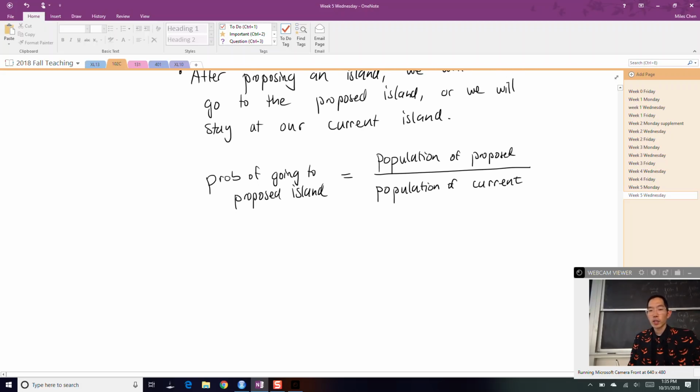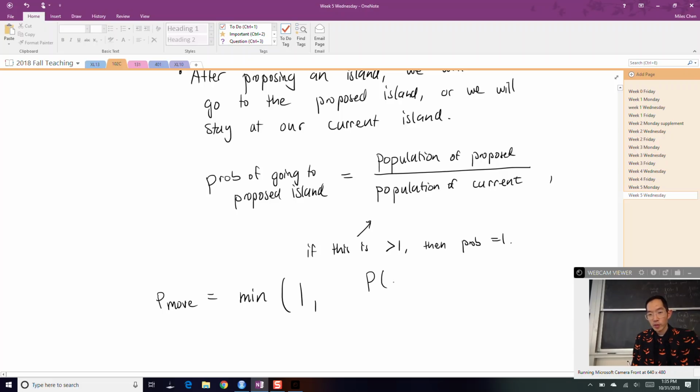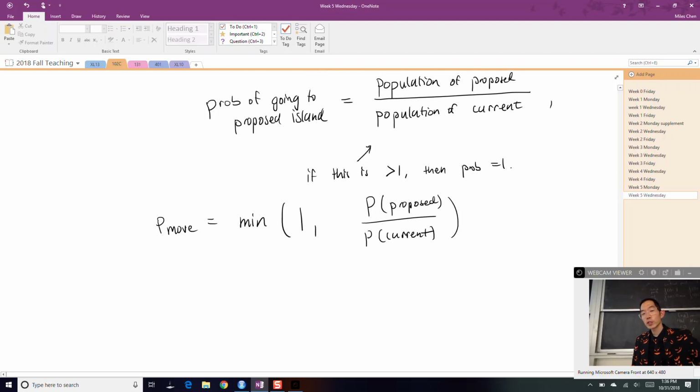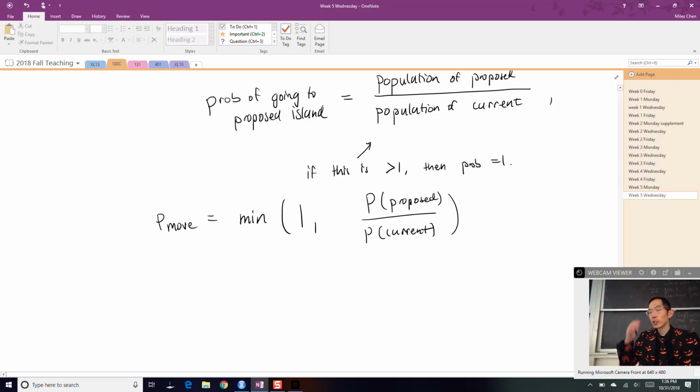Okay. If this value is greater than 1, then obviously the probability will just be 1. So we might say the probability of moving is going to be equal to the minimum of 1 and the population of the proposed divided by population of current. Okay? So this will be the probability of whether you move or not. So you figure out your probability of moving, and then you move with that probability. So move with probability equal to p move.